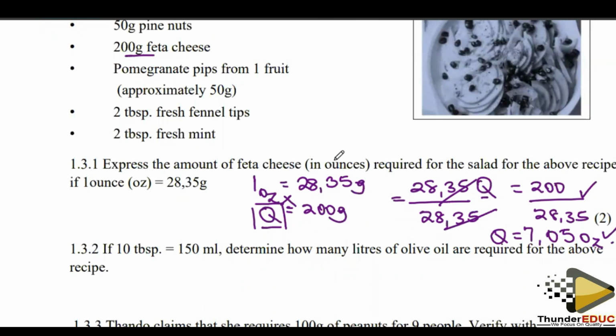Express the amount of fatty cheese in ounces required for the salad for the above recipe. If 1 ounce equals that much, for us we have 200 grams. We need to divide that and we get the answer as that much.